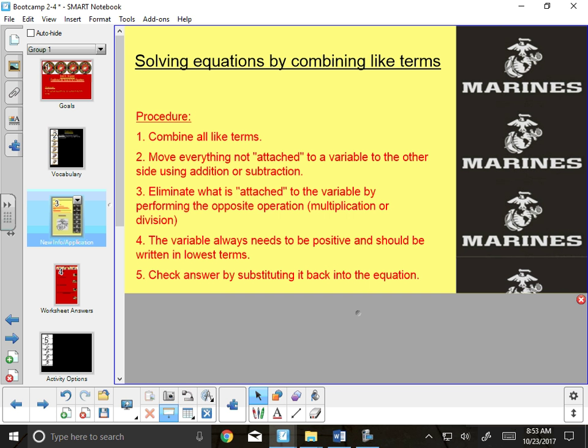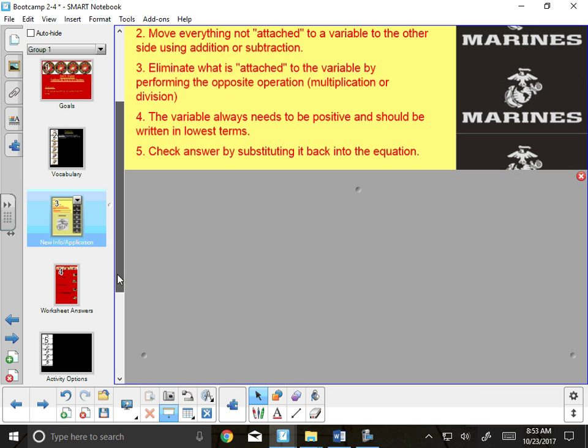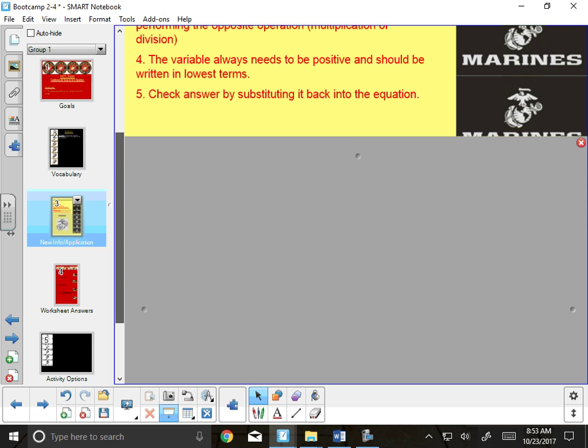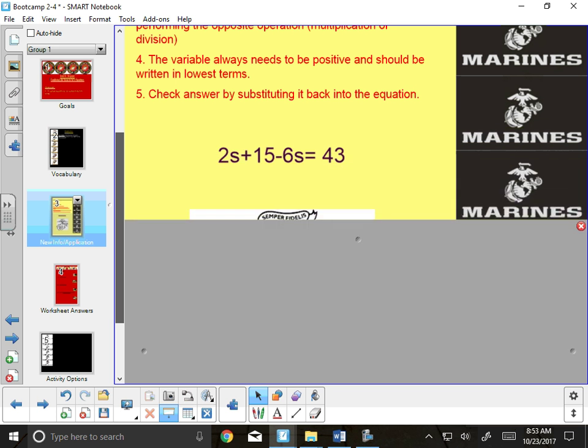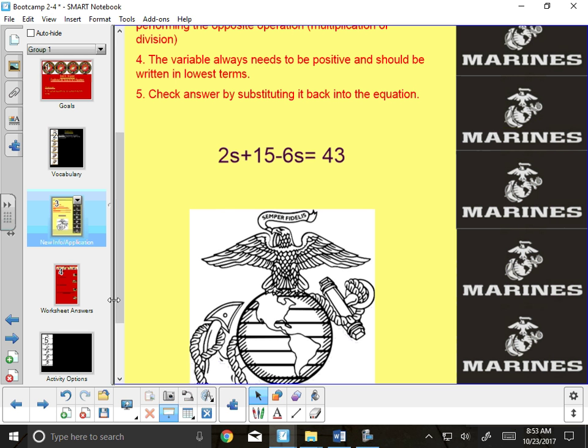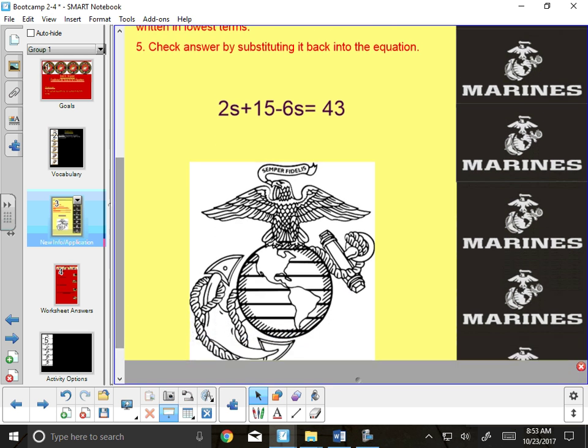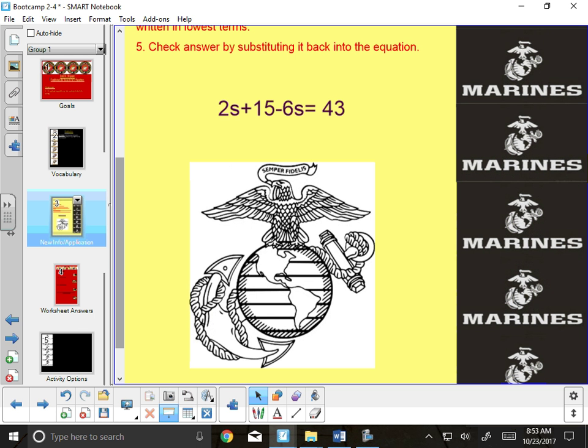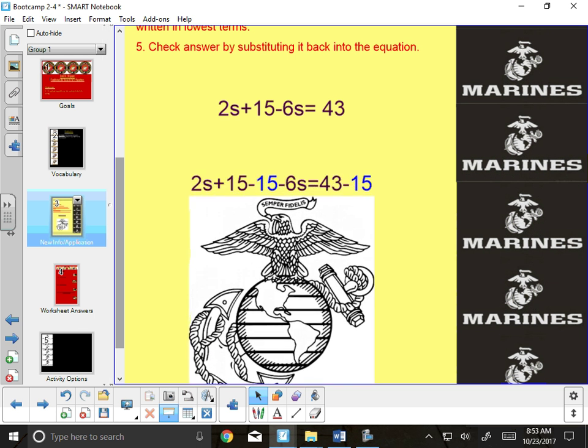And then step 5, you're going to check your answer by substituting it back into the equation. Now, we're just going to go through a quick example. The example we have is 2s plus 15 minus 6s equals 43. If we're following our procedure correctly, the first thing that we're going to do is combine the like terms that we have.